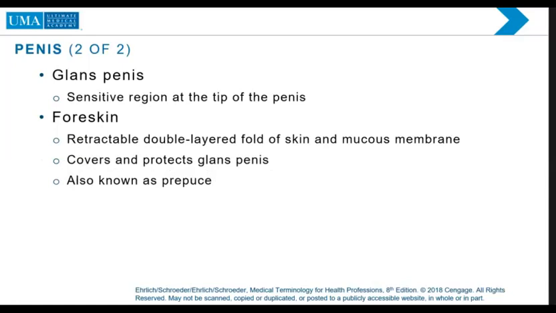The glans penis is the sensitive region at the tip of the penis. There's also the foreskin. This is a retractable, double-layered fold of skin and mucous membrane. It covers and protects the glans penis, and is also known as the prepuce.